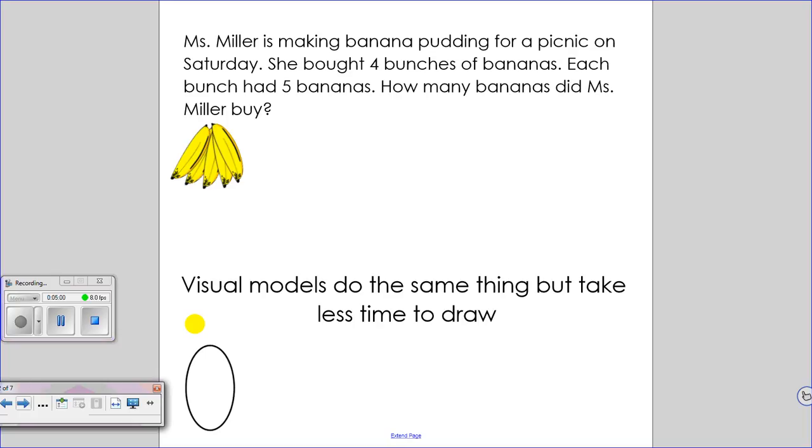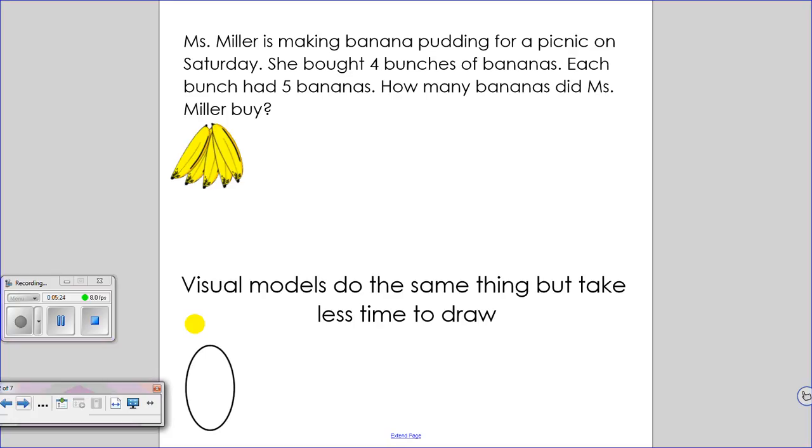Okay, so I need bananas. I'm buying bunches of bananas. Do you know what I mean by a bunch? Like when they're all grouped together. Thumbs up if you know what a bunch is. If you've seen a bunch of bananas where they're all connected. It kind of looks like that. Bunch of bananas. Okay, and I need to know how many. So I understand the problem.